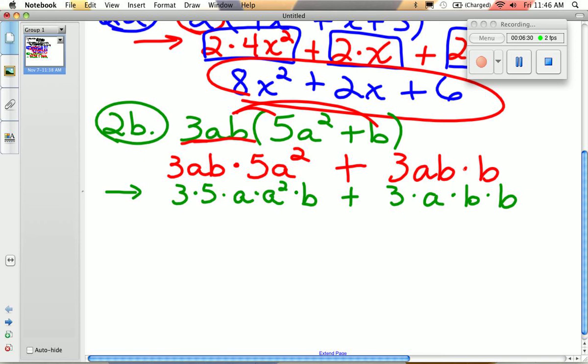So what does our first multiplication end up giving us? 15. A to the what? Third, because remember there's an invisible 1 there, so 1 plus 2 is 3. And b. Okay, there's that one's product. Plus 3. Does it have anything to be multiplied by? No. Does a have anything to be multiplied by? No. a b times b is? b squared. Not 2b, but b squared, right?